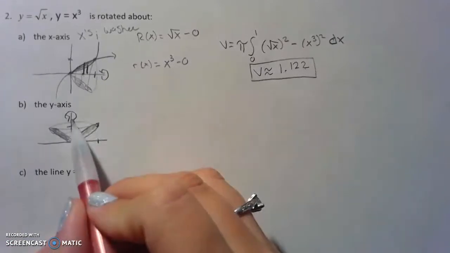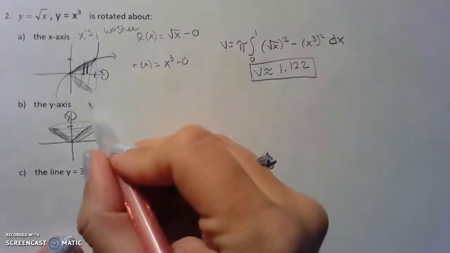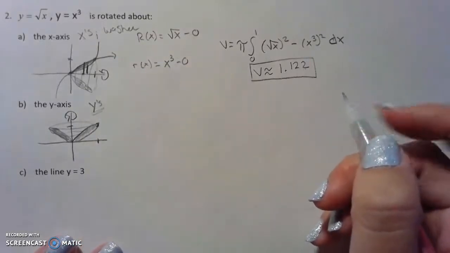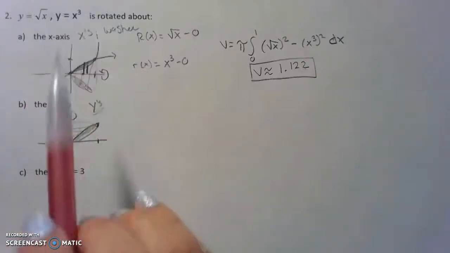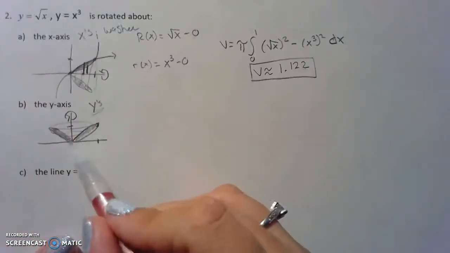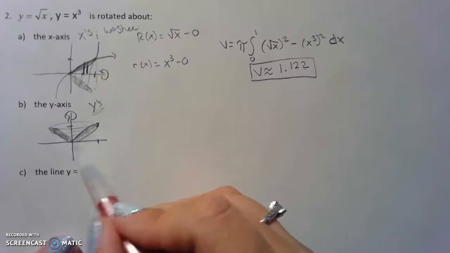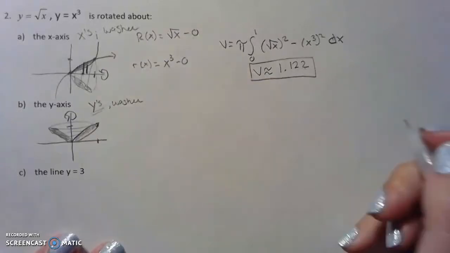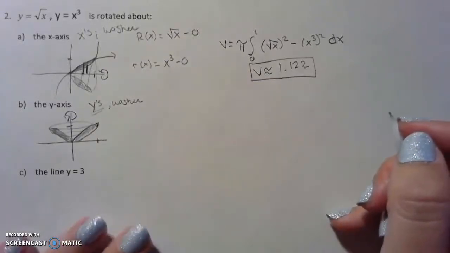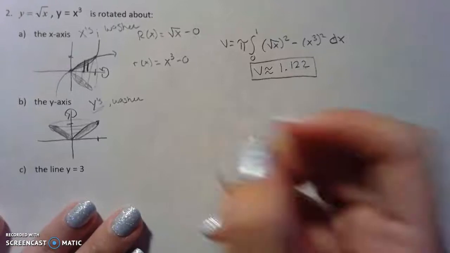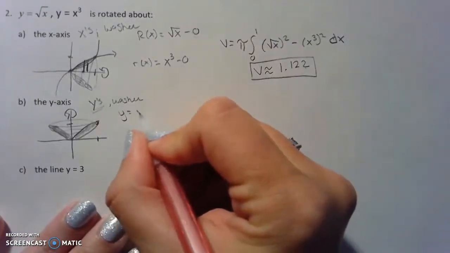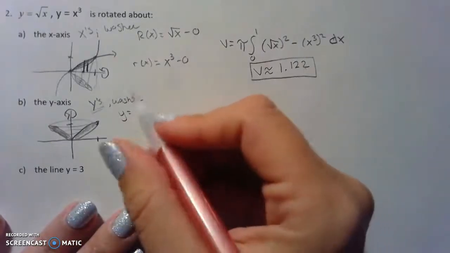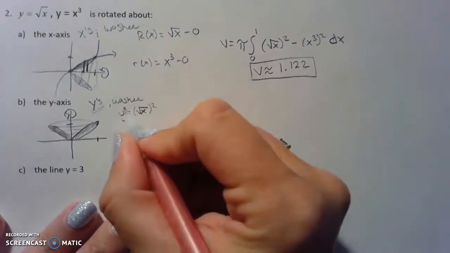Okay, so it's a vertical rotation, which means we need to use y. So yes, we are going to have to change our equations because these are in terms of x. And then also we notice that there's an opening here, open space, so that means this is also a washer. Okay, the first thing that I'm going to do is I'm going to change the equations. So we're going to take y equals the square root of x, and we're going to solve it for x. So to get rid of our square root, we square both sides.